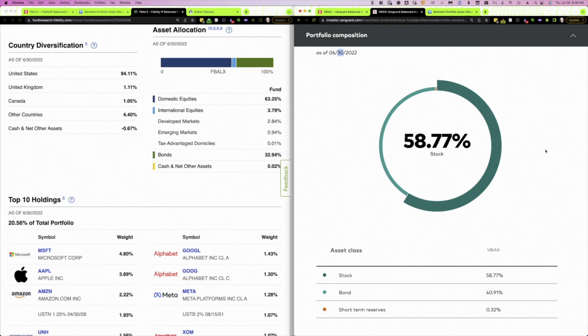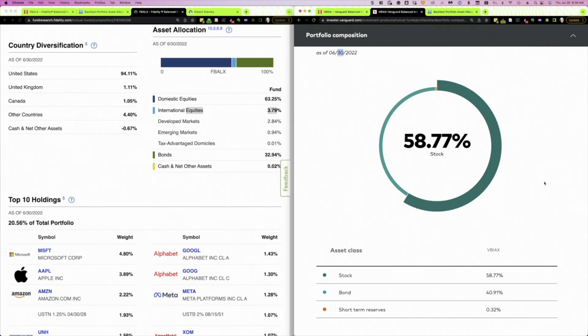And you can see the Vanguard balanced fund has just under 59% of its assets in equities, stock. Compare that to Fidelity, and we see a big difference. Fidelity has what, 63.25 in U.S. equities, 3.79 in international stocks. So that comes out to what, about 67%. So that's a very significant difference in terms of the stock bond allocation. So we can't simply just compare these funds and pick the one that has the higher return because their approach to investing is notably different, just the stock bond allocation alone.